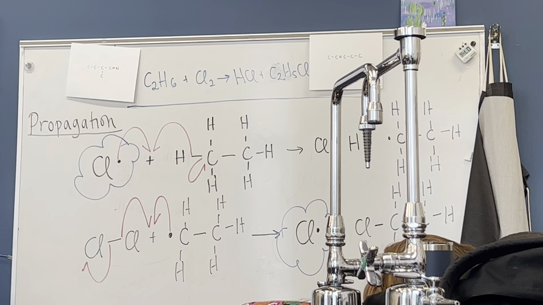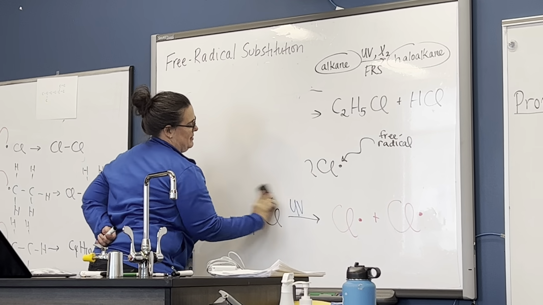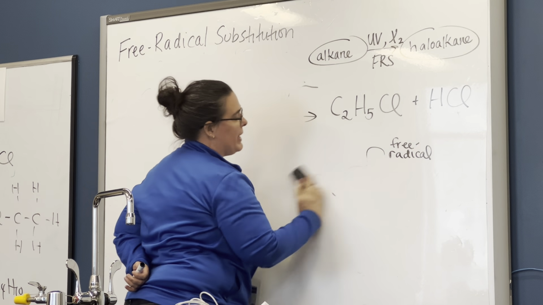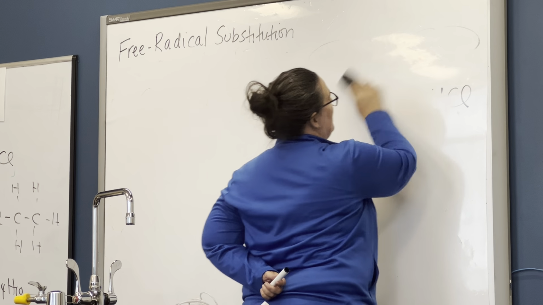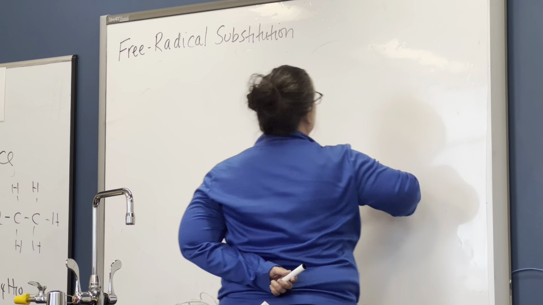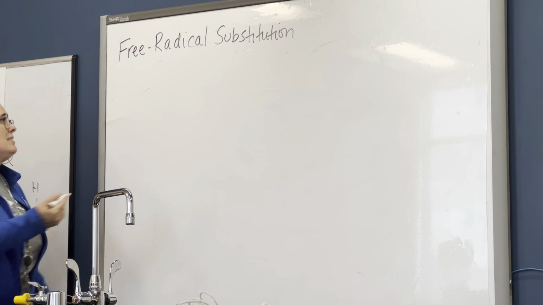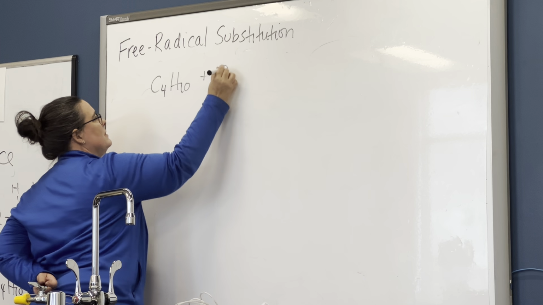So what you're going to try to do is write the 4 steps. That's going to be 1 initiation, 2 propagation, and 1 termination for the reaction of butane with bromine. No, I'm asked for practice. Right now it seems too easy.